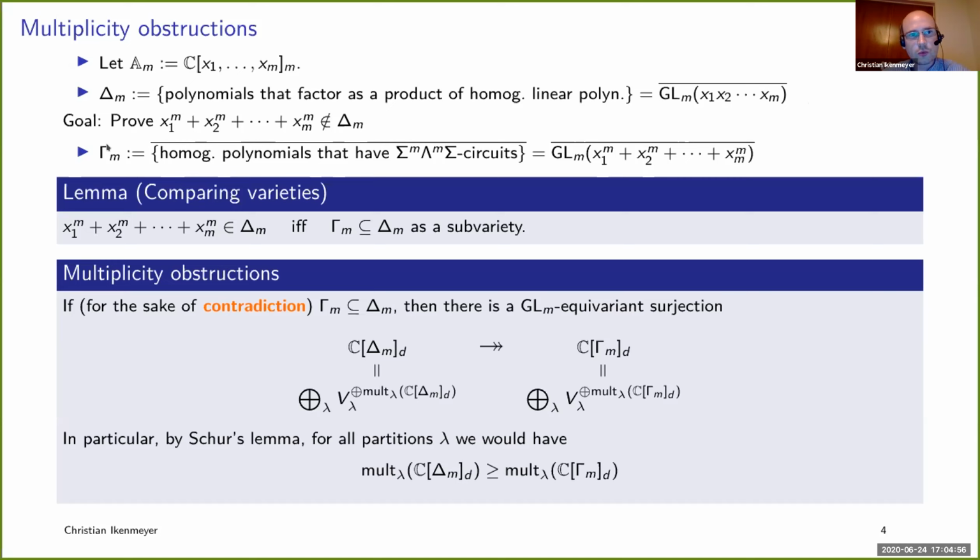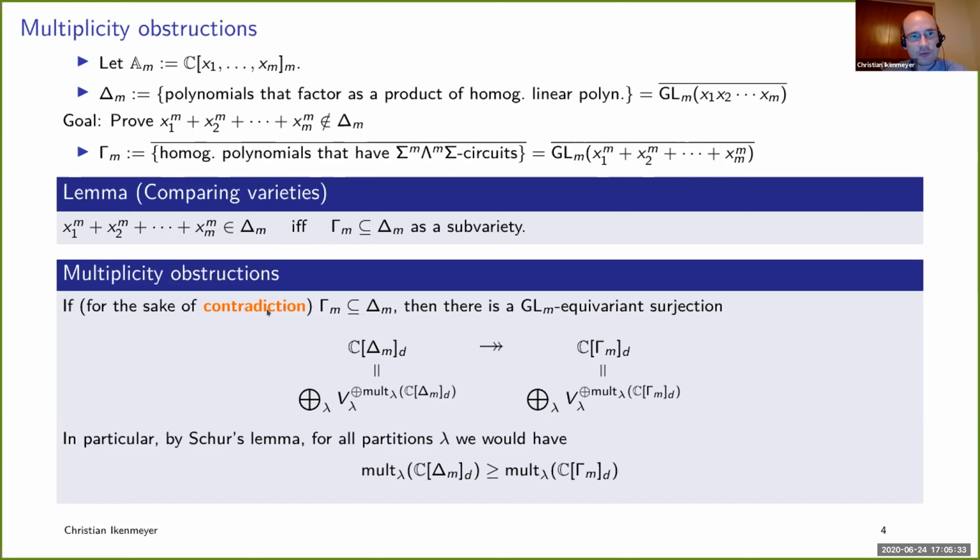And as a tool, we define a new set. This is also a variety, gamma m, which are just the homogeneous polynomials that have sigma m, lambda m, sigma circuits, or in other words, the closure of that. In other words, they should be in the orbit closure of exactly this other polynomial, which is the power sum polynomial, right? So this is the sum of m summands of powers raised to the power of m of some sums of things. Right, and now why are we studying gamma? Because the power sum lies in delta if and only if gamma is actually contained as a subvariety in delta.